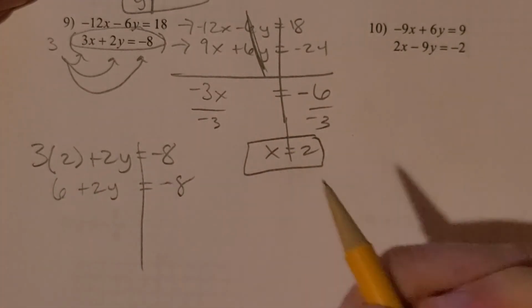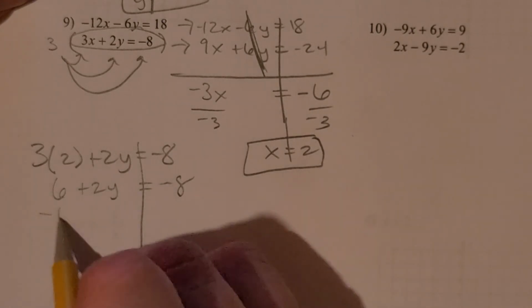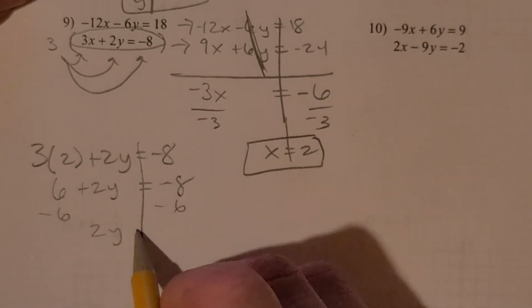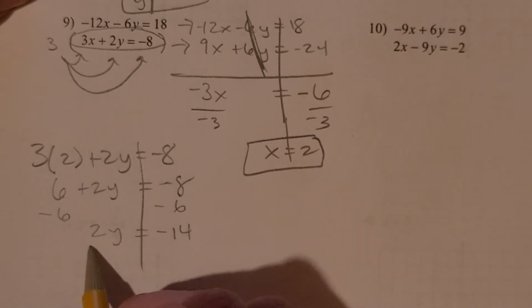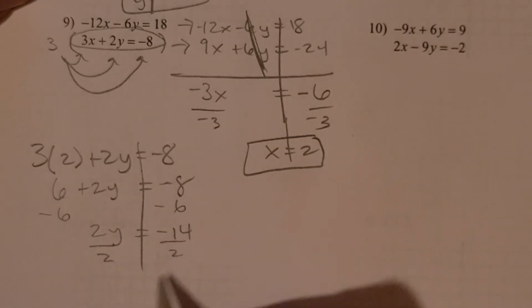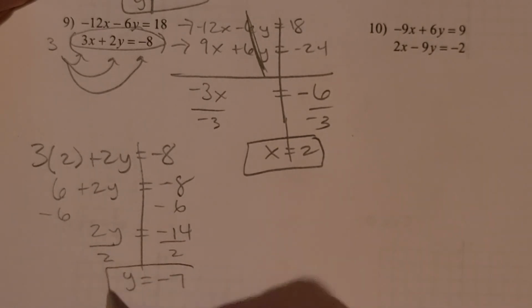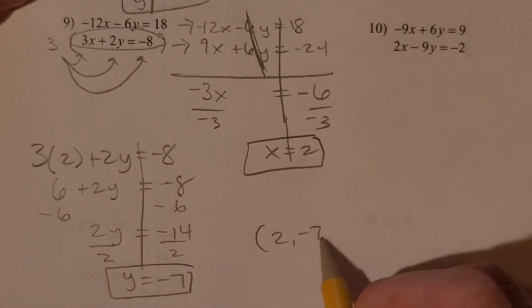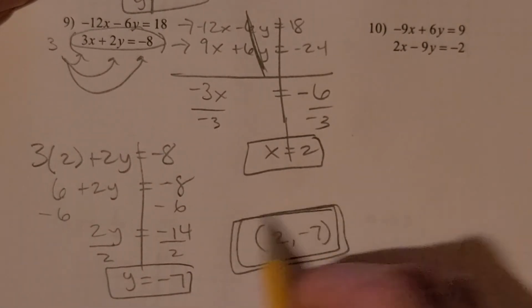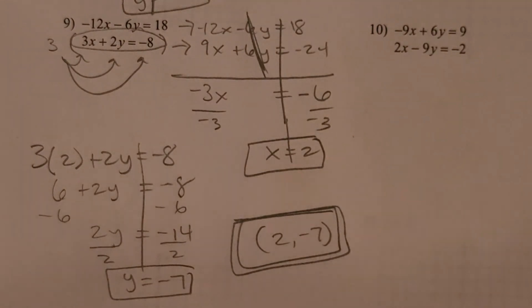And now I've got a two-step equation. If I subtract 6, I get 2y equals negative 14. And when I divide by 2, I get y equals negative 7. That is the other half of my answer. So if I were to have graphed the two original equations, they would cross at 2 comma negative 7. Done. All right, one more.